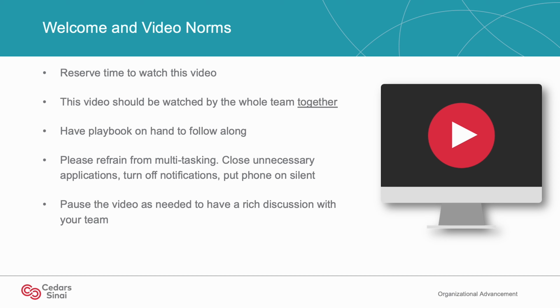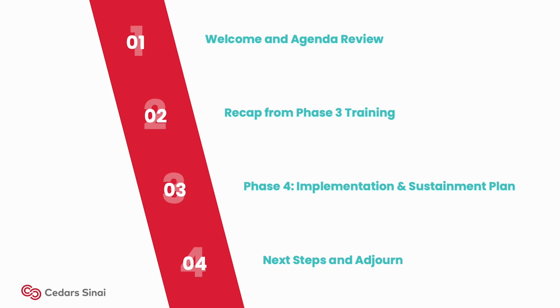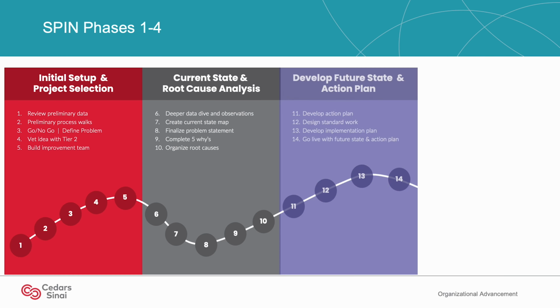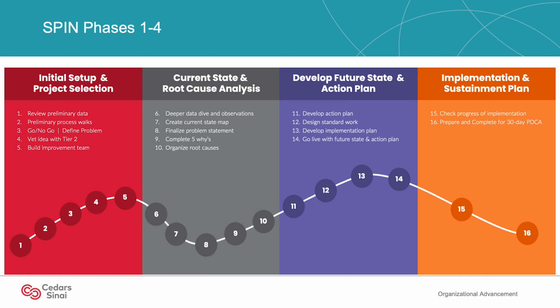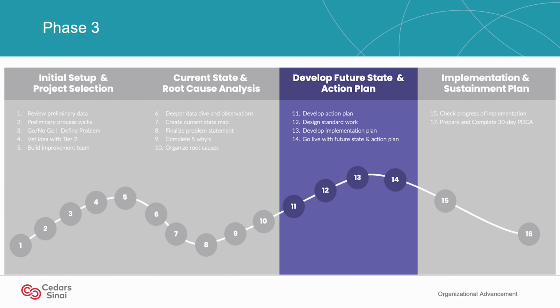video as needed. This video will recap what we covered in the Phase 3 training video, and then we will jump into the last of the project cycle, which is checking in on the implementation and sustainment plan. From there, we will conclude with next steps. As you are aware, there are 4 phases in the SPIN project as shown here. Let's do a quick recap on what your team accomplished in Phase 3.